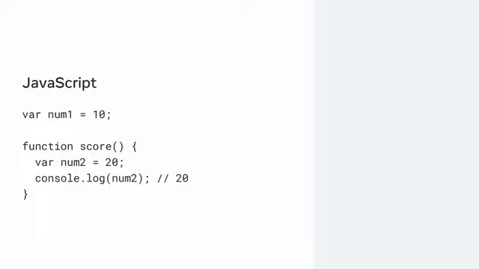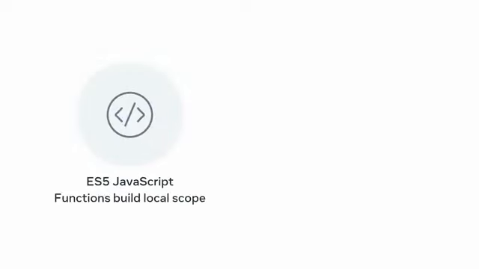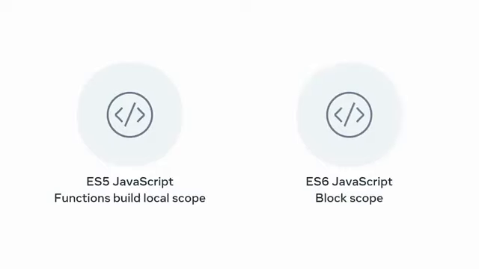You may recall that all the code outside of functions is referred to as global scope, and all the code inside of a function is known as local scope. Local scope states that a variable is only accessible in the function where it is declared. In the ES5 version of JavaScript, only functions can build local scope. The ES6 version of JavaScript introduced a new variety of scope, known as the block scope.